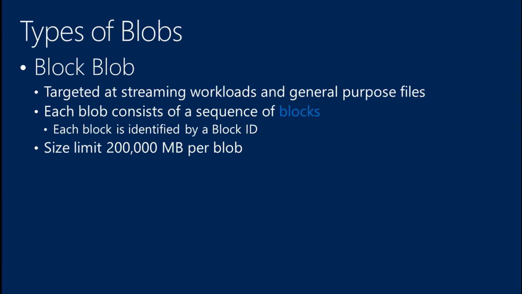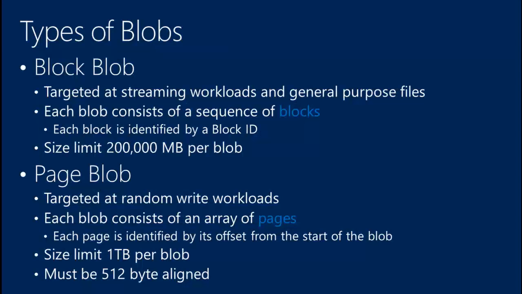A page blob is targeted at random write workloads. Each blob consists of an array of pages. The cool thing here is you pre-create the size, and you can grow it later, but you don't actually pay for that data unless you write to it. So let's say I create a terabyte page blob, and I write 1 megabyte. You're charged for 1 megabyte, not the 1 terabyte. If you read it, you'll still get the zeros as if it is 1 terabyte long, but since that storage doesn't physically exist yet, you're not billed for it. Again, the writes need to be 512 bytes aligned.